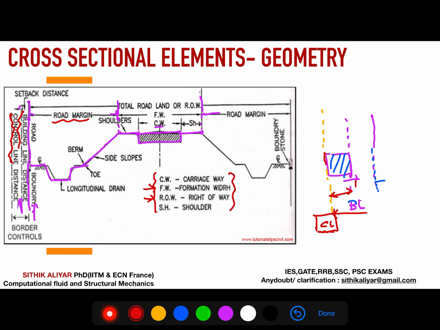Okay, so if it is a 2-lane road, or a 4-lane road, there will be some median also. Since here they didn't give you, there will be some median also separating the 2-lane roads.